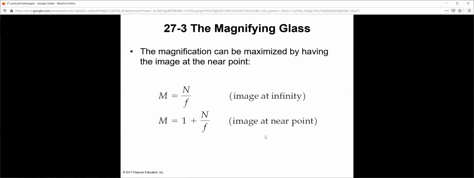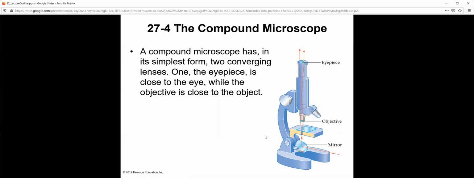The magnification can be maximized by having the image at the near point. So since this is a lens, this lens has a particular location compared to the distance of the object and your eye, that will be maximum magnification. You go past that, you get fuzzy, you get closer to it, you're not quite as magnified. That near point is shown here given the magnification focal length, as I said previously. That is a magnifying glass.